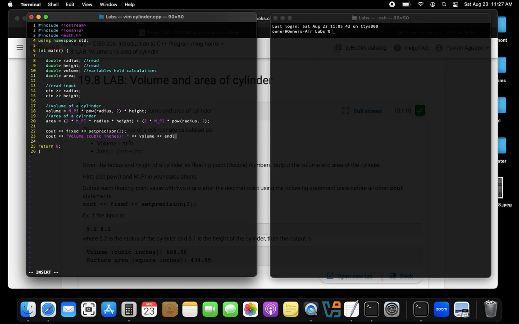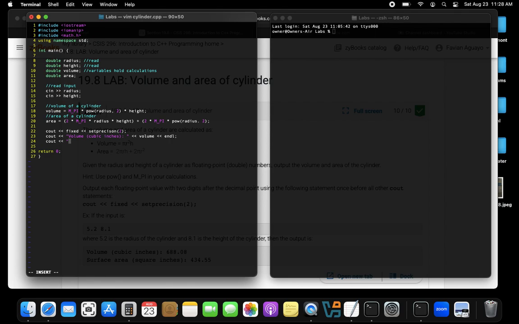Okay, let me explain. We're going to print a string. It's in parentheses. So this volume cubic inches is going to go here. And then this double right here is the result of our volume equation right here. Okay, so you got your print, you got your string, and then the answer to volume. Alright, next one. Now we're going to do area.